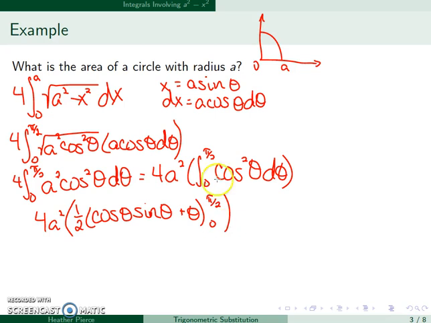So when we evaluate this, we get pi over 4, which you can double check again. So when we multiply this out, we get pi a squared, which is the formula for the area of a circle with radius a.